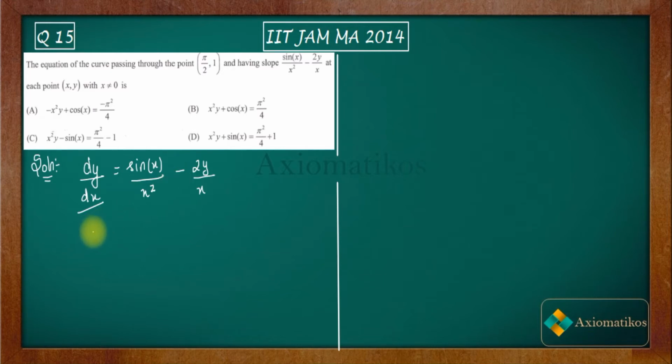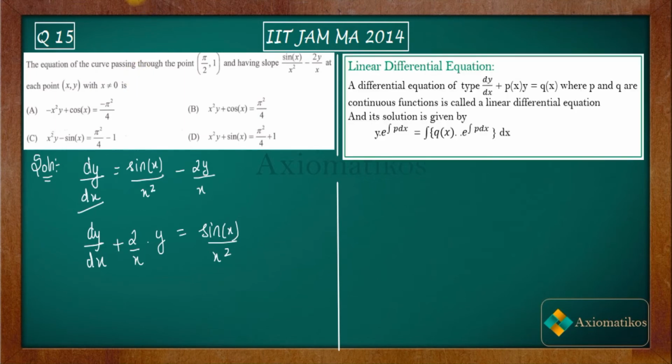Now you can rearrange this equation like this: dy/dx plus 2/x times y is equal to sin x by x squared. What is this equation? This equation is called a linear differential equation, and for a linear differential equation you already know how to find the solution. So now let us see how we can find the solution for this linear differential equation.